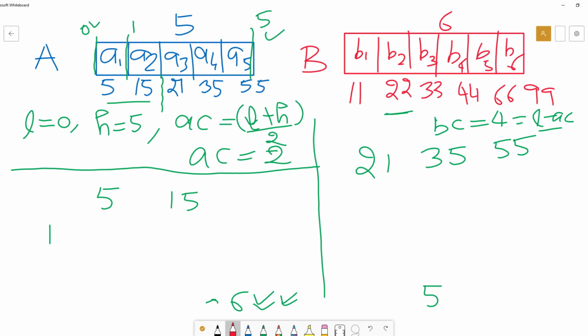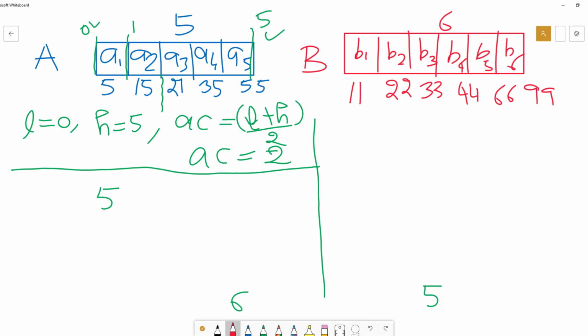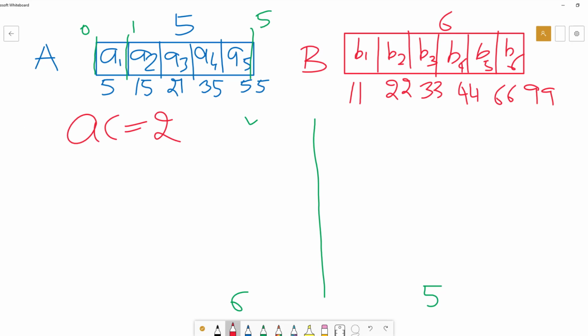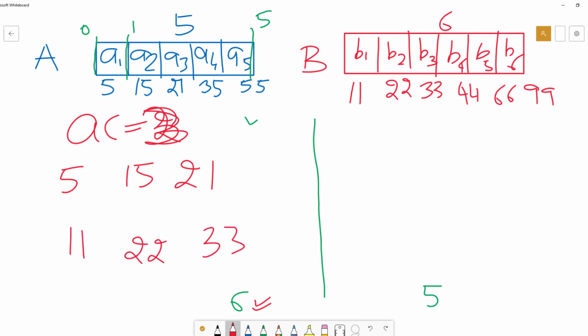And let me erase this so that we can start tracing from that point onward. So all this we have understood. We have gone 2 steps and we are again doing binary search on the left side. Now our AC has come out to be 3. If AC is 3, that means from the first array we are taking 3 elements, and from the second array the other 3 elements will come. So 11, 22 and 33 will come, and the first array's remaining elements are 35 and 55, and the remaining elements of the second array are 44, 66 and 99.